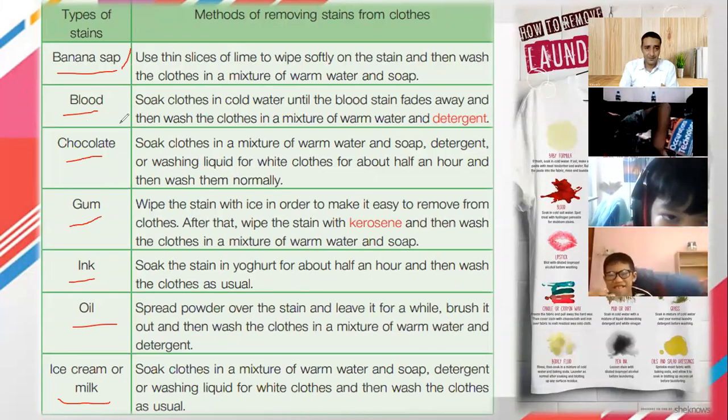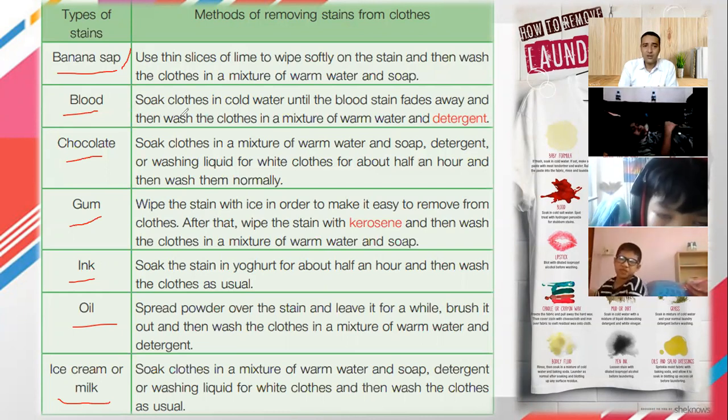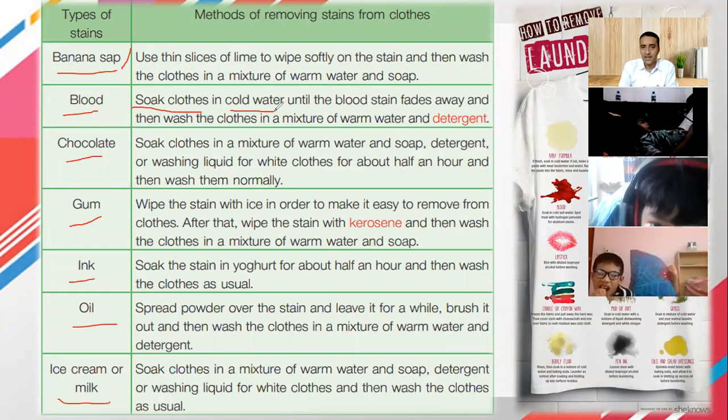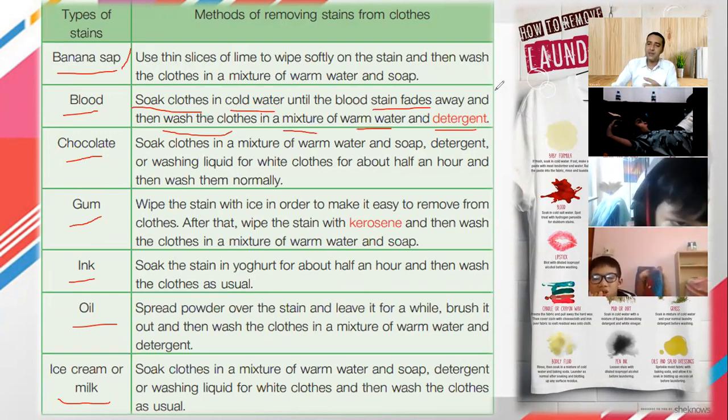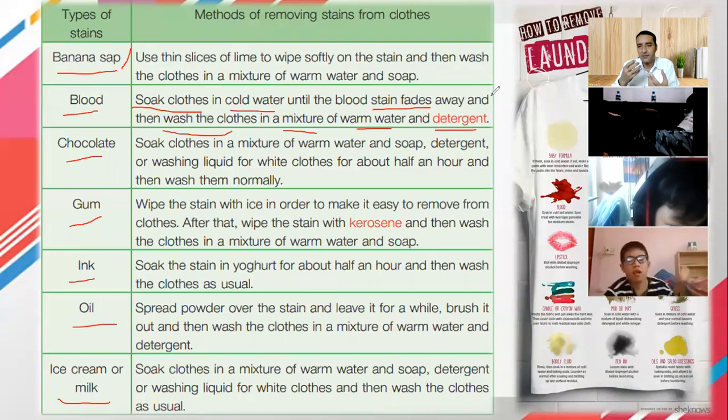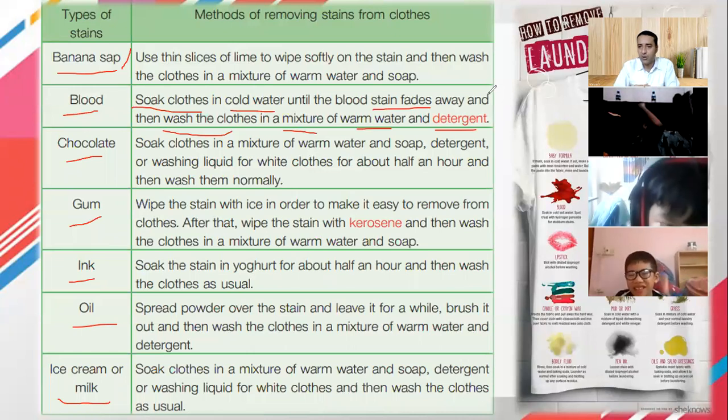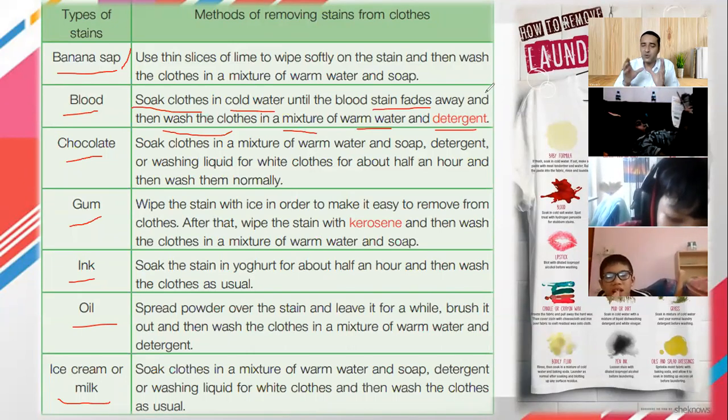Okay, now the second one, blood. Soak clothes in cold water until the blood stain fades away, and then wash the clothes in a mixture of warm water and detergent. For example, if we have a blood stain on our clothes, what we have to do is soak the clothes in cold water.